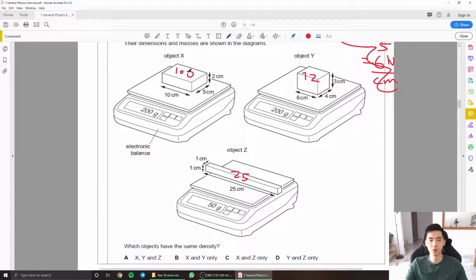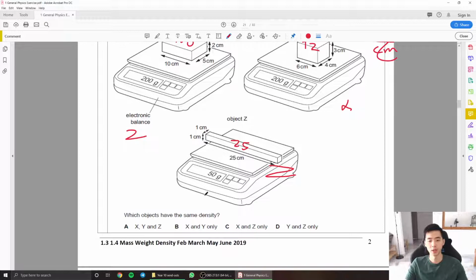Density equals mass over volume. 200 divided by 100 will be 2. 200 divided by 72 is not going to be the same. 50 divided by 25 is going to be 2. So objects X and Z should have the same density.